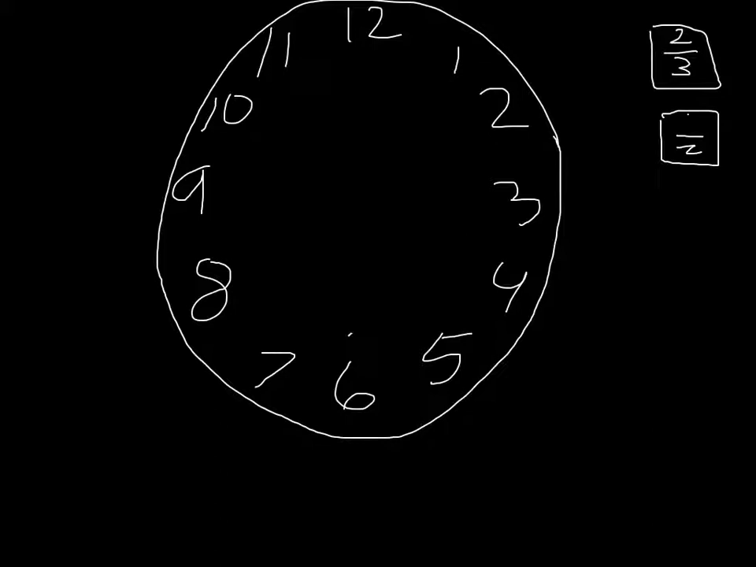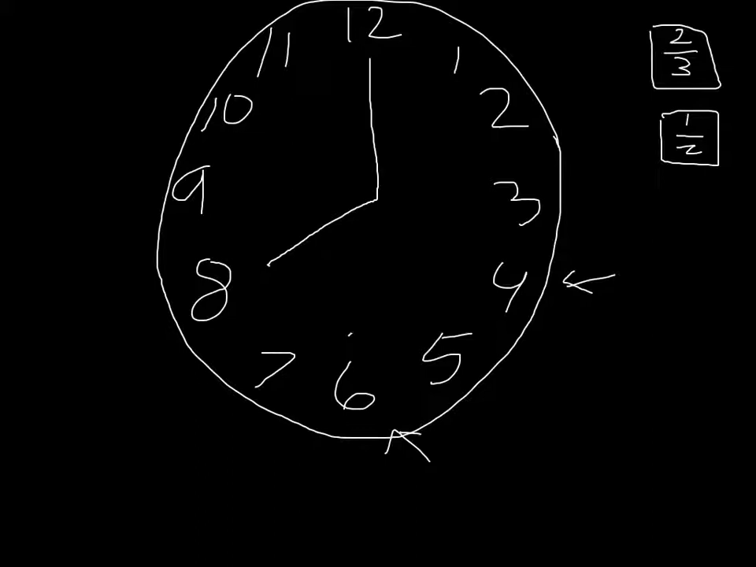So we know that 1/3 is, so 12 divided by 3 equals 4. So 1/3 is 4 right there. And since there's 2/3, we want 4 times 2 equals 8. So, draw a line from the 12 to the 8. And we know that 1/2 is, well, let's see, 12 divided by 2 equals 6. So, you would put the hand at the 6 right there. Since there's only 1/2, 6 times 1 equals 6, so it still is at the 6. So, we can see we have 2/3. It's right here at the 8. Yes, it is.